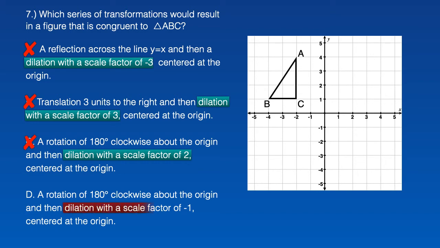And in answer choice D, they're saying a dilation with a scale factor of -1. Let me talk about that a second. The negative sign all that does is make a reflection. So the negative sign you could ignore it. It just means that the pre-image is going to be reflected. What matters is the number 1. The number 1 means that it's going to stay the same size when you dilate it. So therefore, it's going to be congruent. So answer choice D is the correct answer.